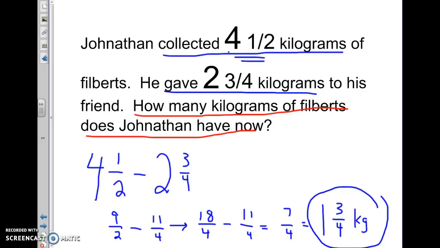So that makes sense. And I can check also by adding 1 3/4 plus 2 3/4 and see if I add up to 4 and a half.